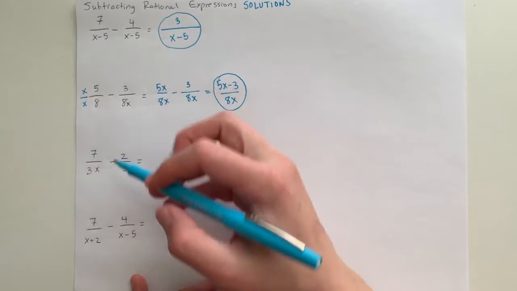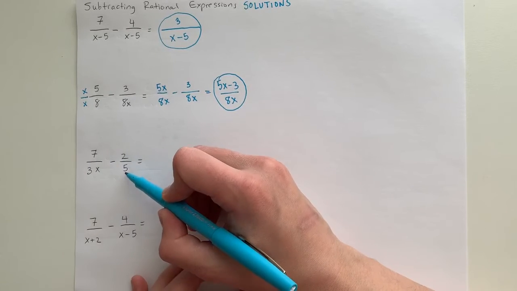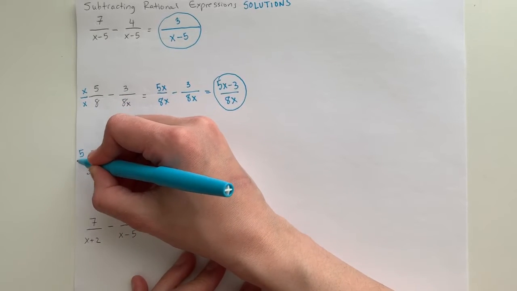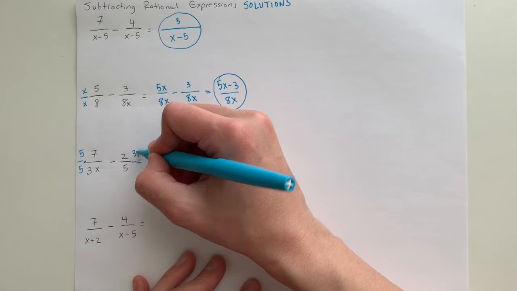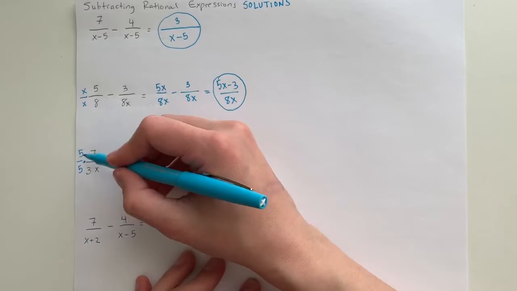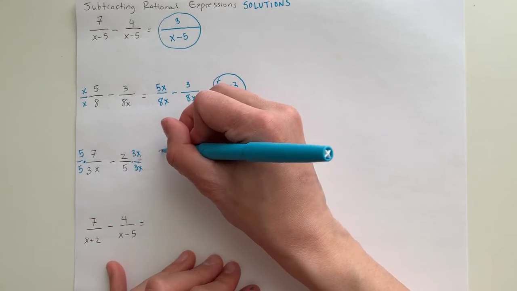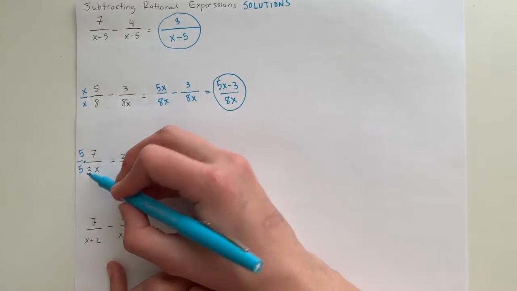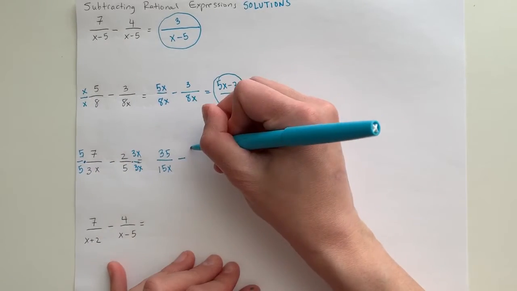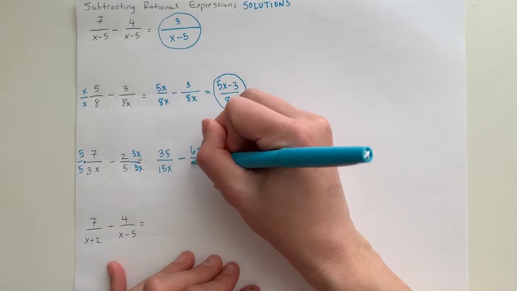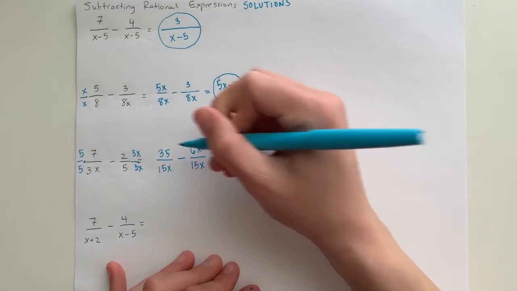All right, next problem. I have a 3x in the denominator here and a 5, so I actually need those factors on both sides here. So 3x over here and a 5 over there. So let's adjust these fractions, make our equivalent fractions. So I've got 5 times 7 is 35, divided by 15x, which is now my common denominator. Take away 6x divided by that 15x. So let's just rewrite that all in one fraction.